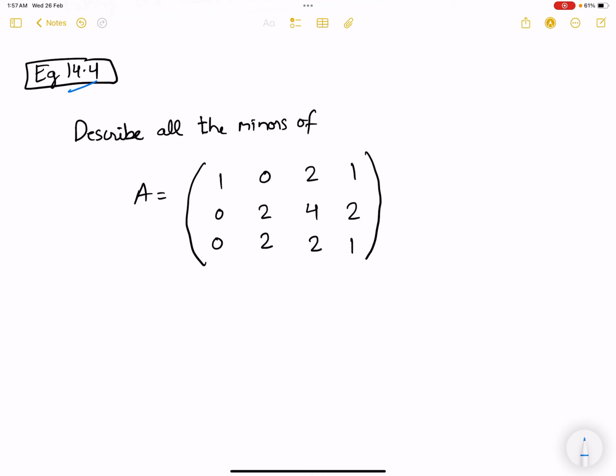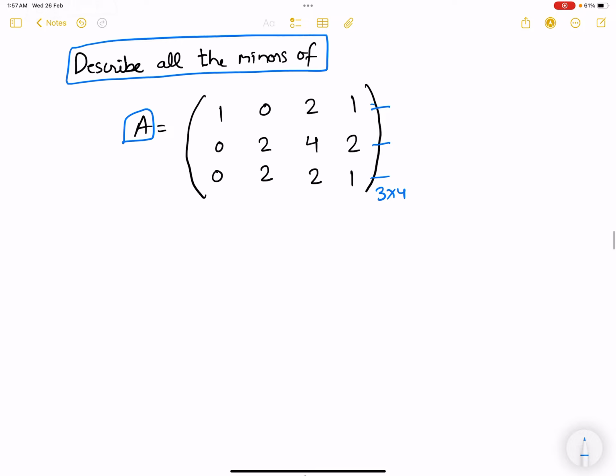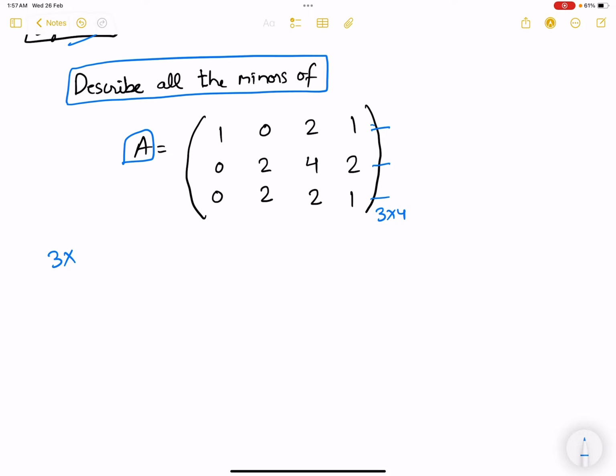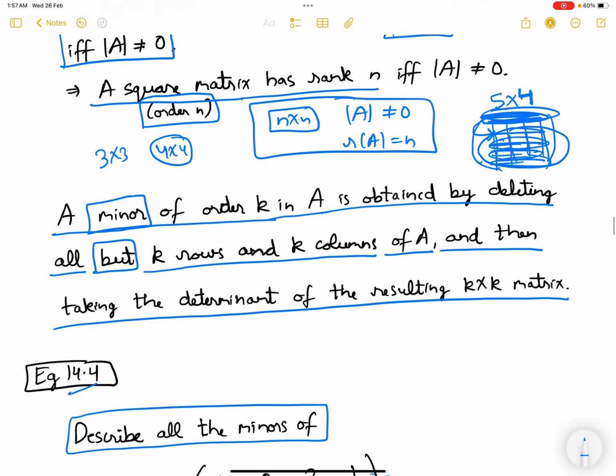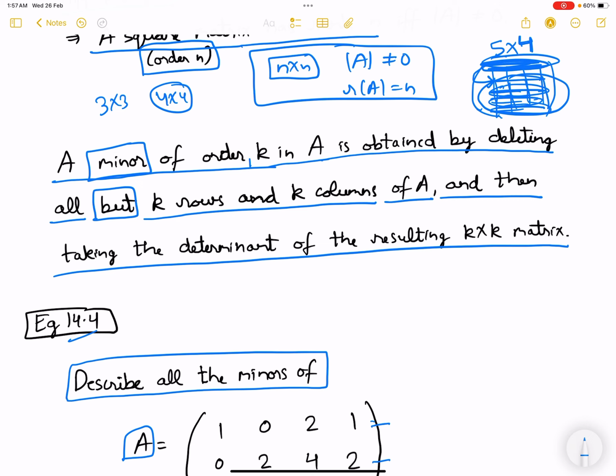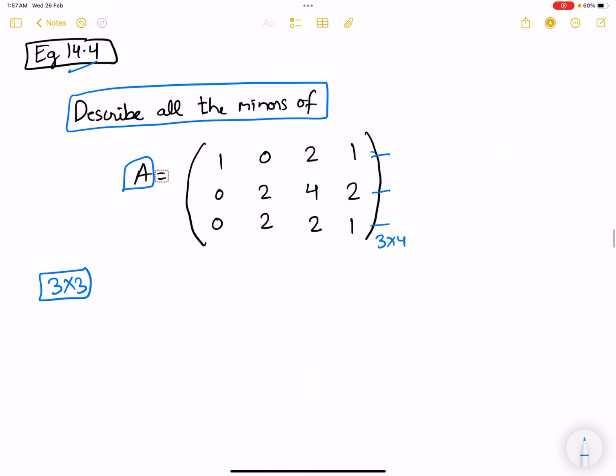Now example 14.4, describe all the minors of the matrix A. Firstly, write the order of A. The rows are the first row, second row, third row, and the columns are 4. So it is 3 cross 4. So the minors would be 3 cross 3, because the definition of a minor of order k is obtained by deleting all but k rows and k columns. So the orders we can have for minors are 3 cross 3, 2 cross 2 and 1 cross 1.